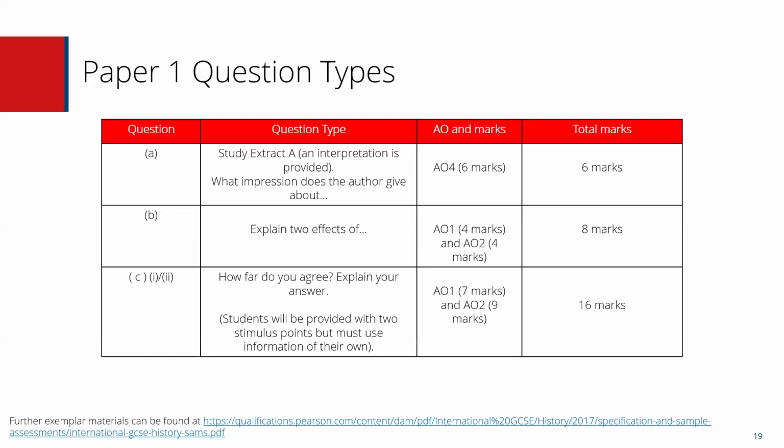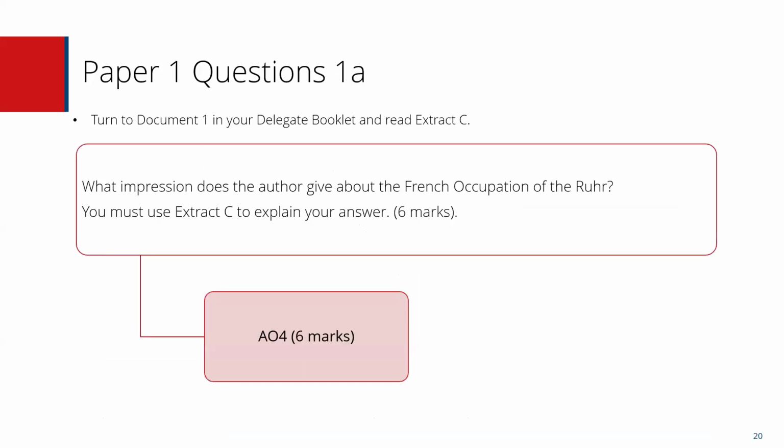B question is AO1 and AO2, and it's split evenly: AO1 4 marks, AO2 4 marks. And then the C question, AO1 is worth 7 marks and AO2 is worth 9 marks, and I'll go through how that's broken down for you. So let's just look at the A question.